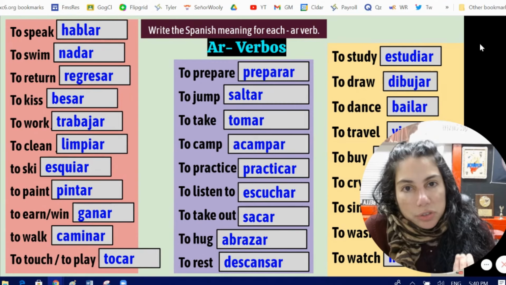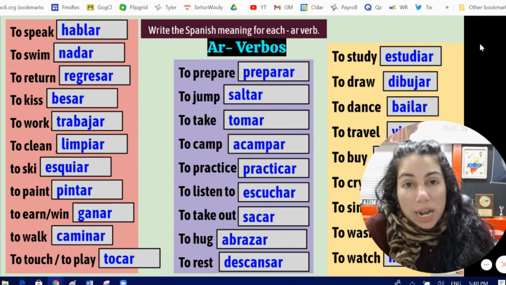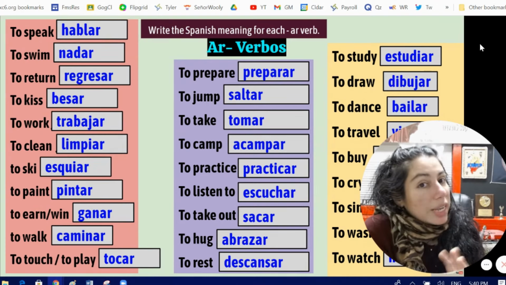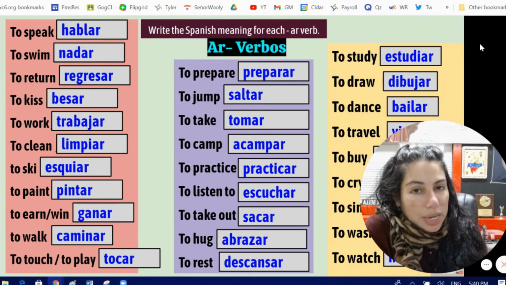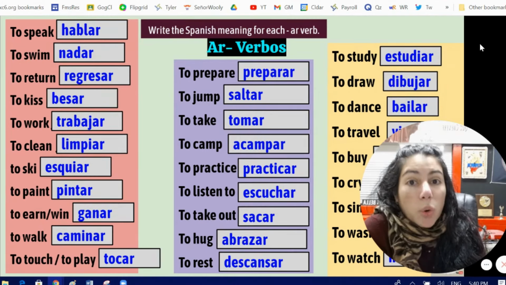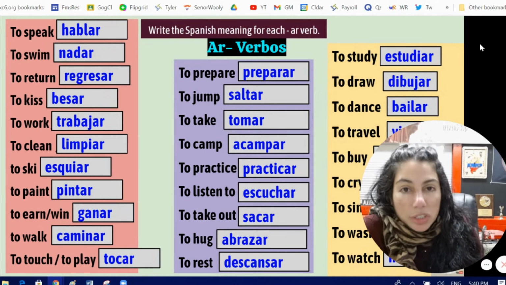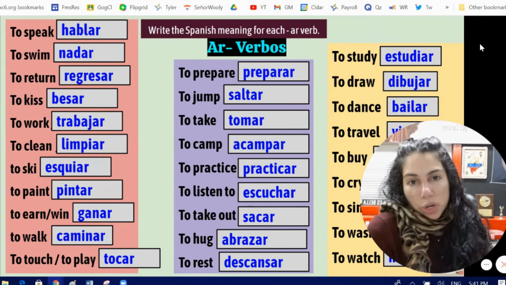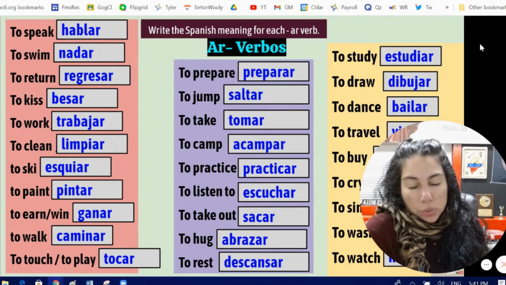that tocar means to play, it means to touch. It's just that when we're talking about tocar la guitarra, that's what it means in English, that we play the guitar. But don't get play and tocar confused, okay? To play in Spanish is jugar, and to touch is tocar. It's just that when we're talking about instruments, we say tocar la guitarra, which in English would be to play.